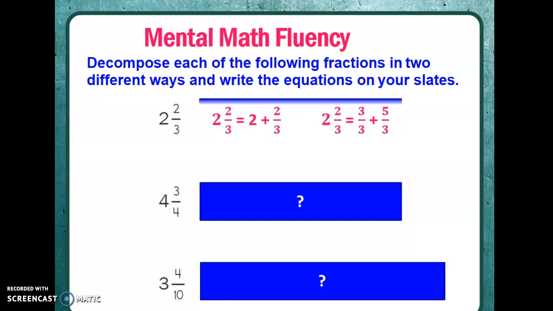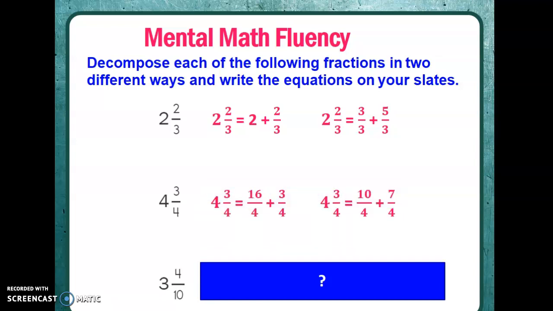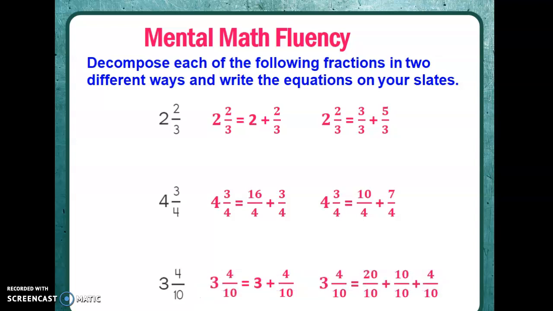Okay, 2 2/3 can be 2 plus 2/3 or 3/3 plus 5/3. Those are just two examples of lots of different possibilities. 4 3/4 could be 16/4 plus 3/4 or 10/4 plus 7/4. And 3 4/10 could be 3 plus 4/10 or 20/10 plus 10/10 plus 4/10.